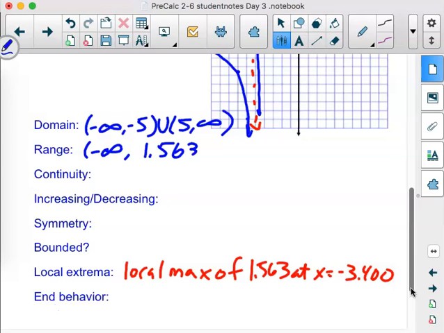1.563. And then I realized, well, 1.563, that's actually a point on this graph. How do I tell people that? And how we tell them is by putting square brackets on there and saying, hey, we're actually using this point. We are going to make it continuous by saying x can't be -5 because that's a vertical asymptote. And then we have to look at increasing and decreasing intervals.